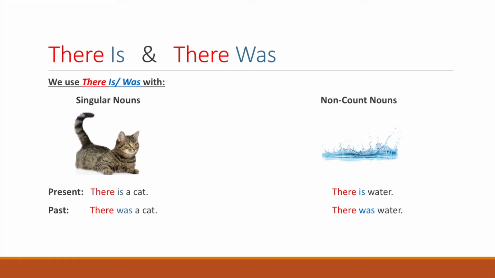We use there is and there was to talk about singular nouns. For example, in the present, we say there is a cat. We also use it to talk about non-count nouns in the present. For example, there is water. We use there was to talk about singular nouns in the past. For example, there was a cat. We also use it to talk about non-count nouns in the past. There was water.